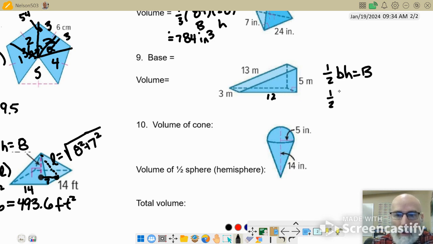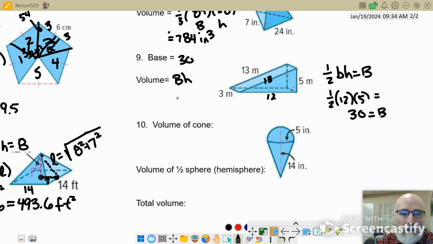And so we get 1/2 12 times 5. Where'd I come up with that 12 from? Well, it's a 5, 12, 13 triangle, Pythagorean triple, right? So that comes out to be 6. 6 times 5 is 30. That's the area of the base. Okay, so I put that right up here, 30. And the volume of this one is the base times the height. So we go 30 times 3. There's the height right there. This is the height, that distance. So I get 90 cubic meters.